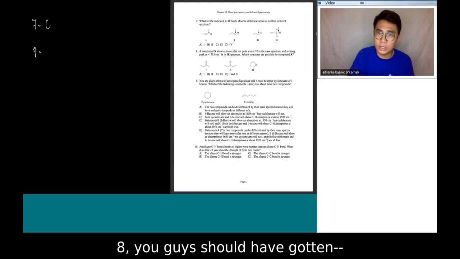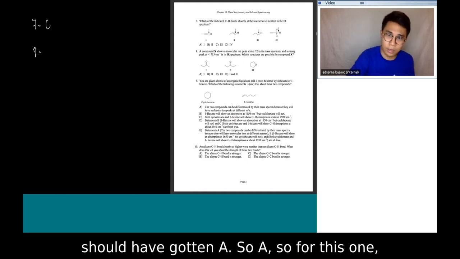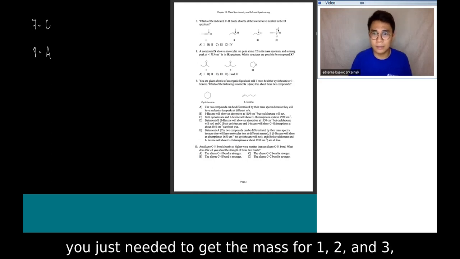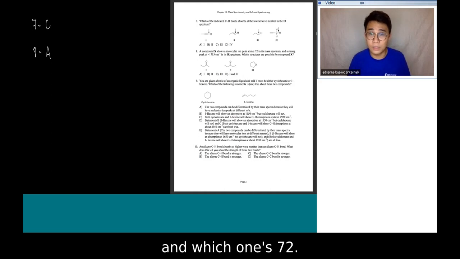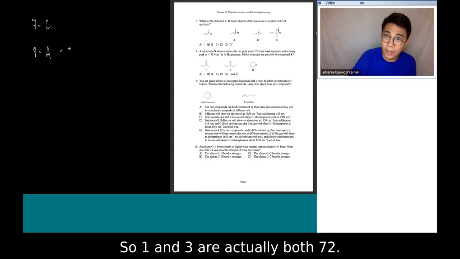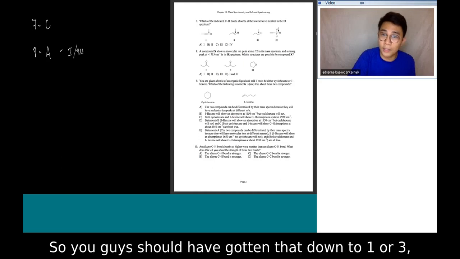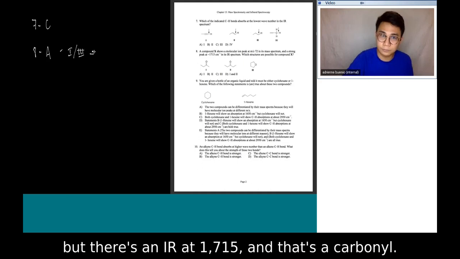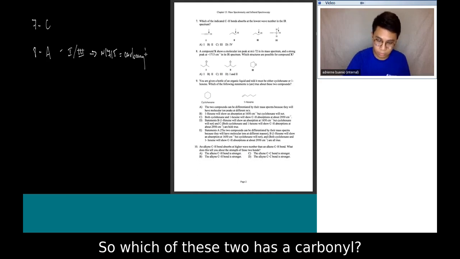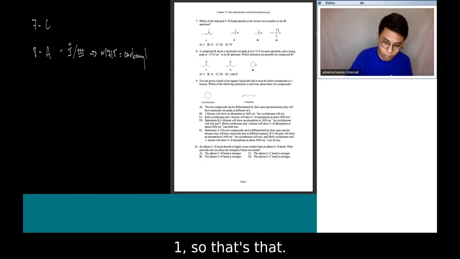8, you guys should have gone A. This one's a good one too. So for this one, you just needed to get the mass for 1, 2, and 3, and see which one's 72. So 1 and 3 are both 72. So you should have got that down to 1 or 3. But there's an IR at 1715, and that's a carbonyl. So which of these two have the carbonyl? One, right?